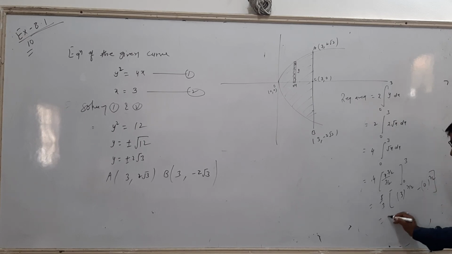So 8 by 3 as it is, what is 3 raised to power 3 by 2? That means 3 root 3. Then 3 and 3 cancel, right? Then 8 root 3 square unit, this is the answer. So students, solve exercise 8.1.